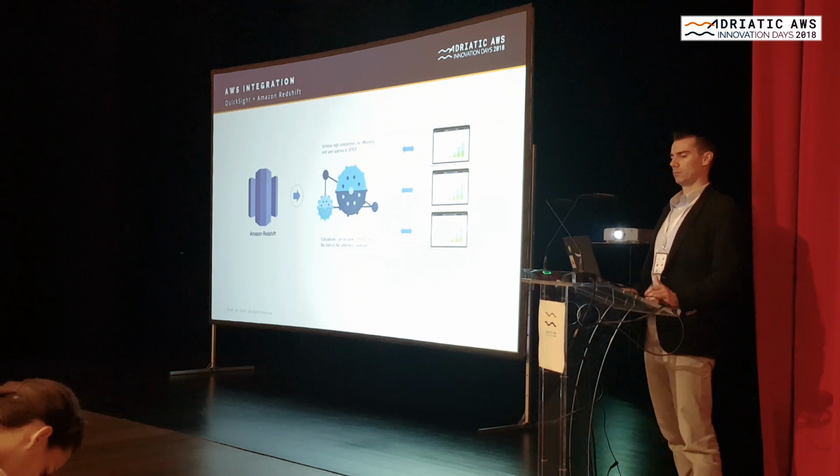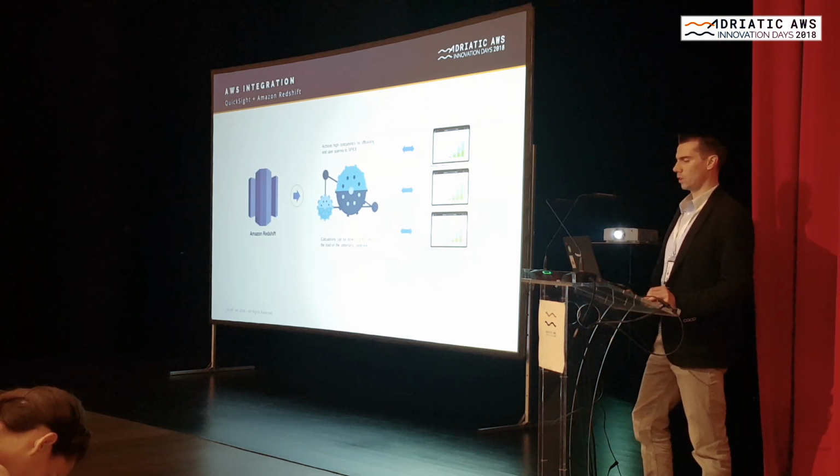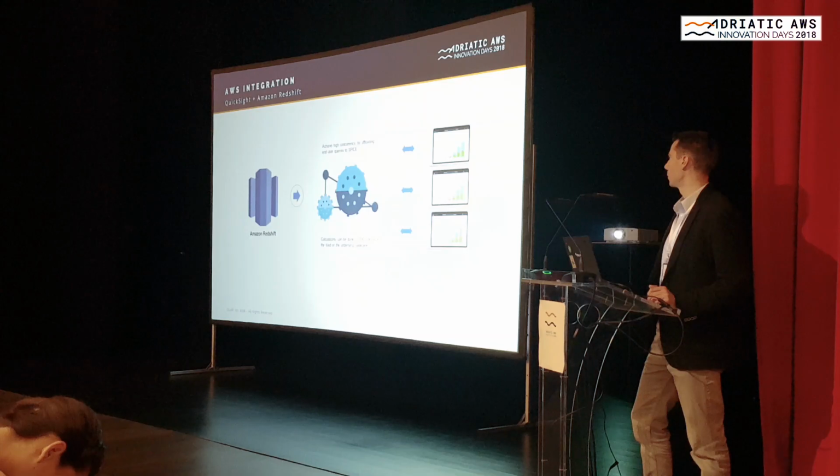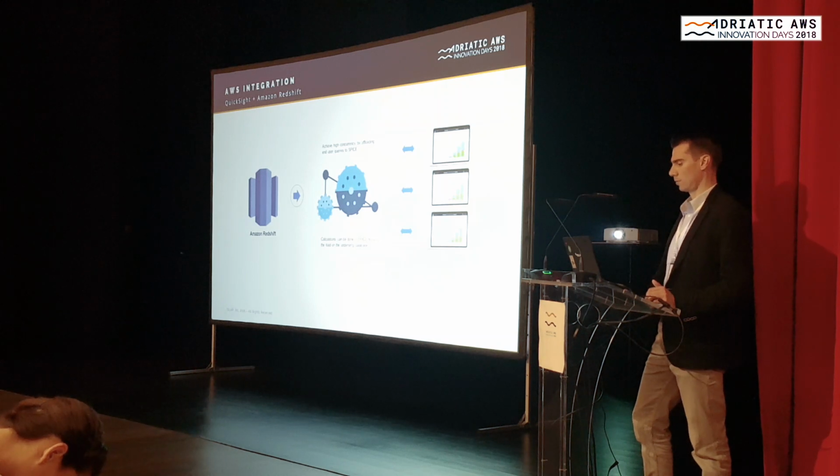Okay, let's talk a little bit about integration with other services in AWS. So Amazon Redshift. Amazon Redshift is a fast, fully managed, scalable data warehouse. You can connect directly from QuickSight to Amazon Redshift, or you can choose to extract the data from Redshift to Spice and then do some visualization and dashboards by querying from Spice.